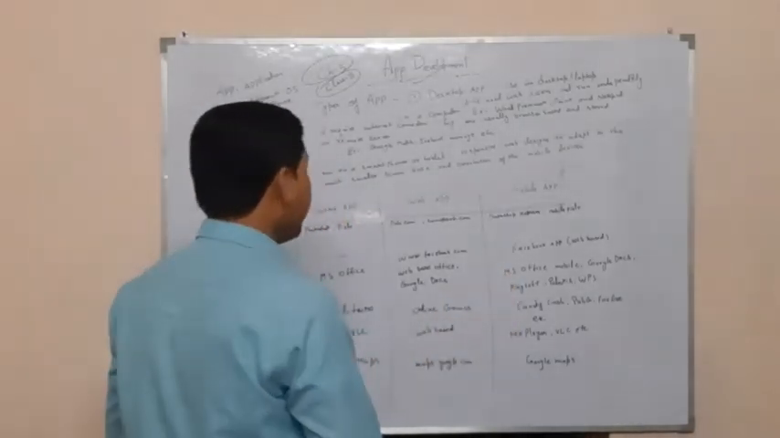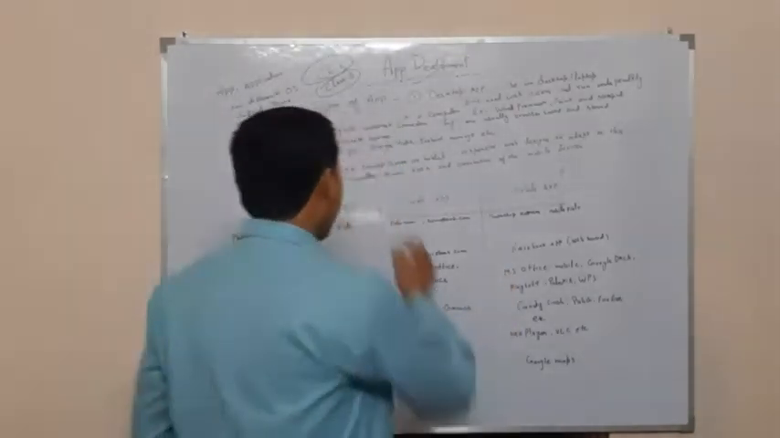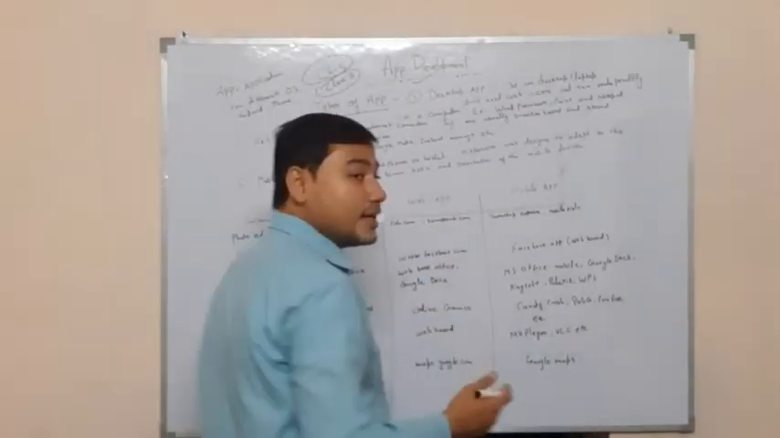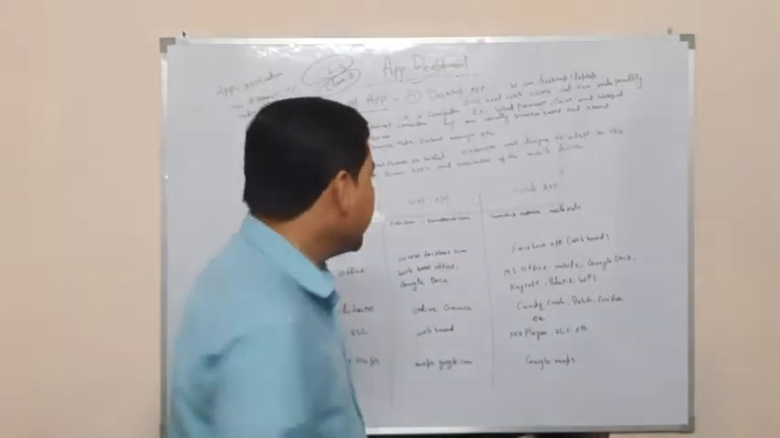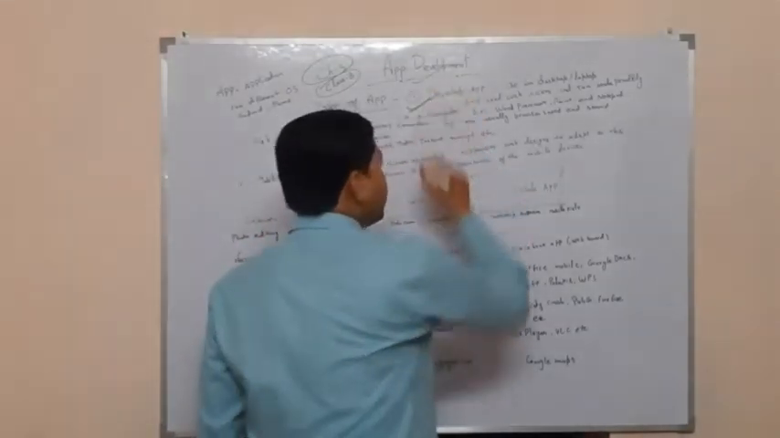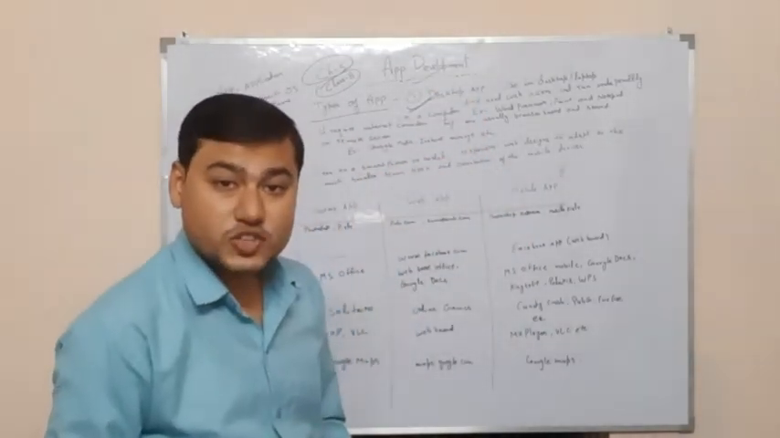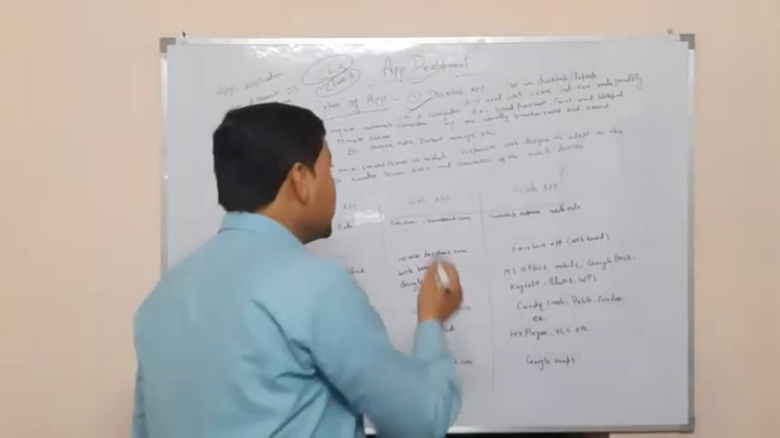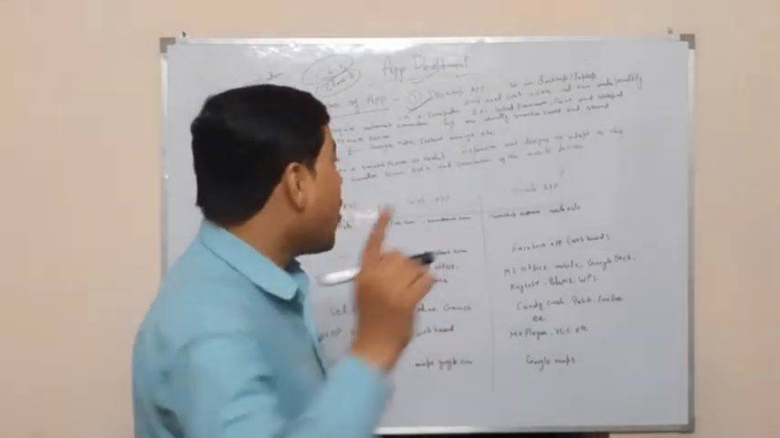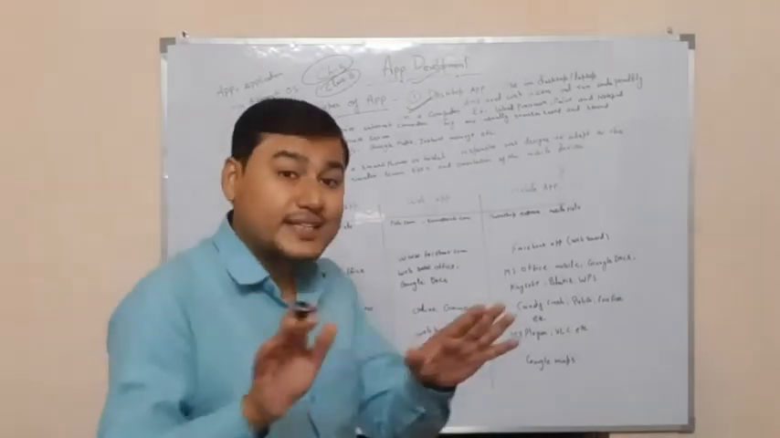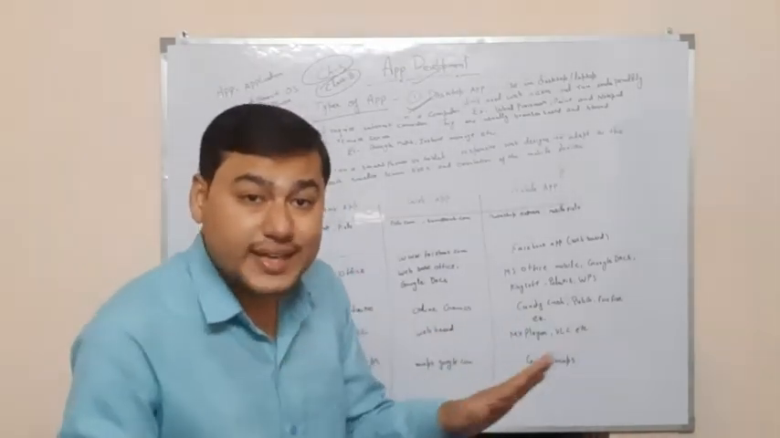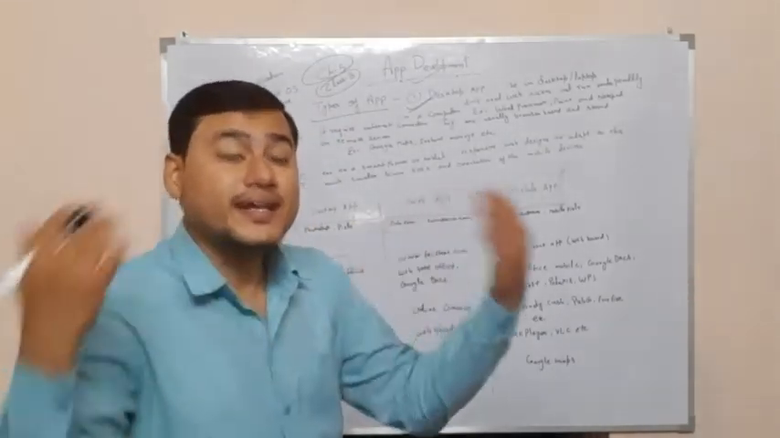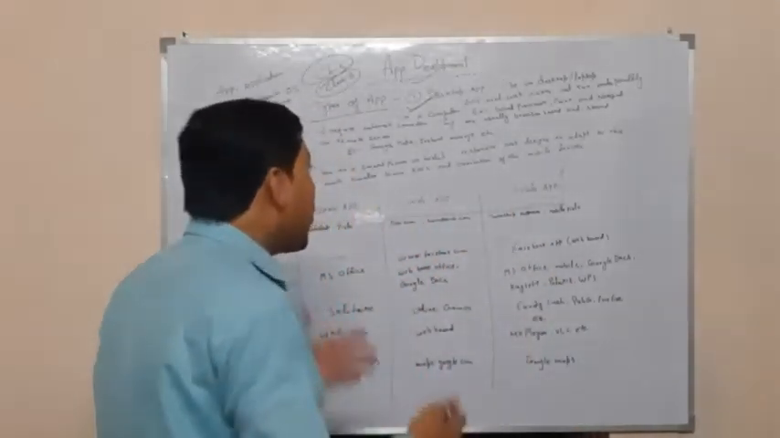Now here we are going to talk about the types of apps. How many types of apps are there? There are three types of apps. The first one is the desktop app. So what is a desktop app? A desktop app is an app which can be used on a desktop or a laptop, and it doesn't need any web access. It runs independently on the computer.